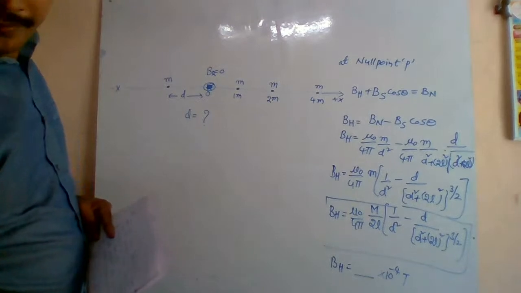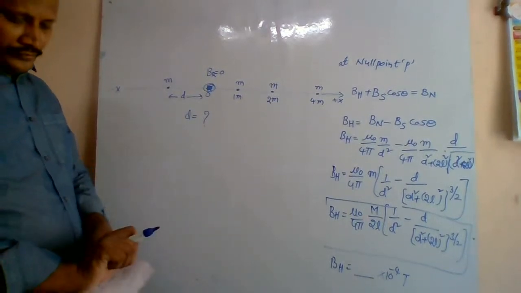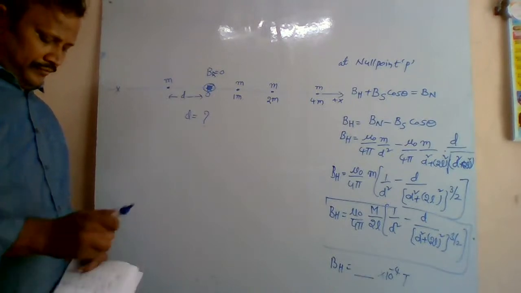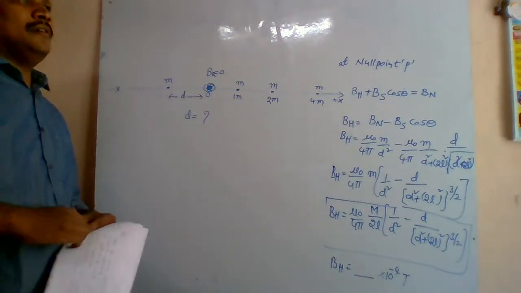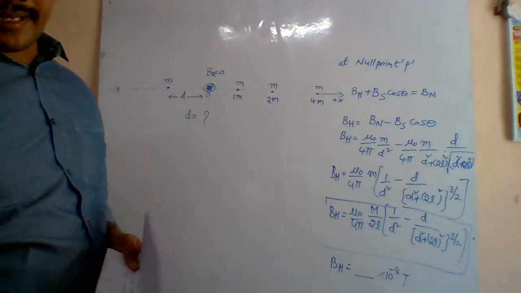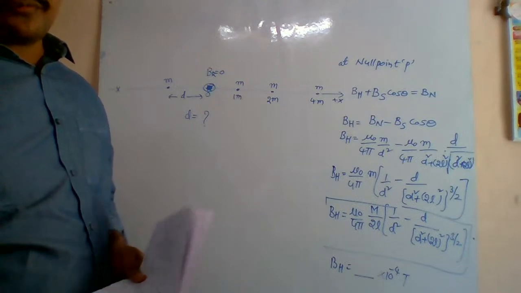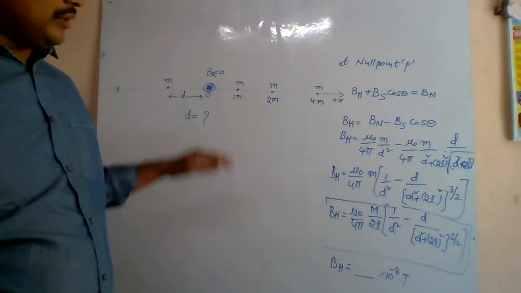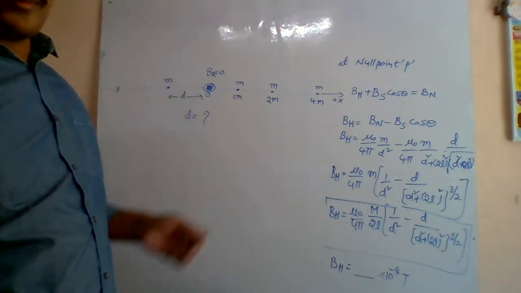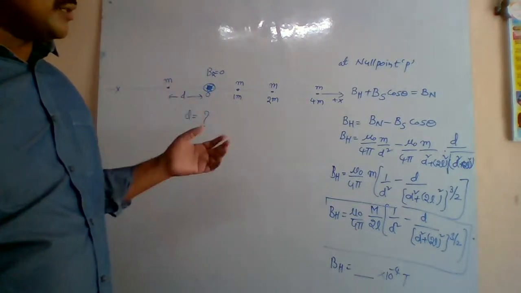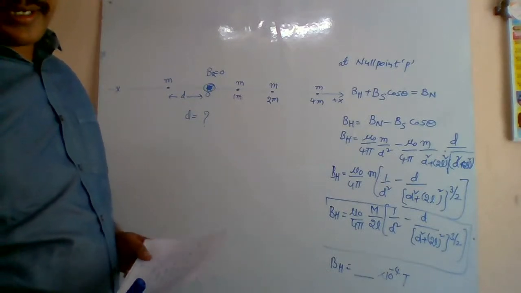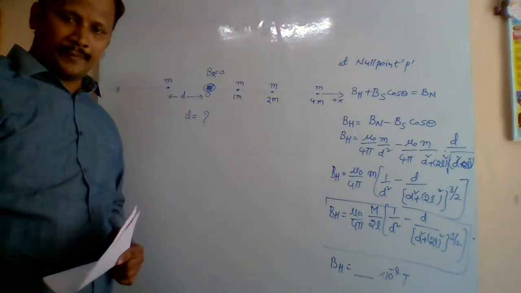Okay. In the next class, we'll do some problems based on neutral points, around 2-3 problems. After that, we'll discuss the torque acting on a bar magnet which is placed in a uniform magnetic field. Right? Okay, thank you.